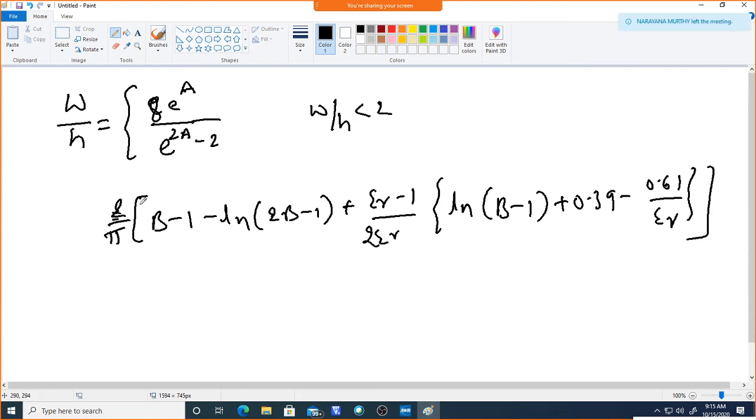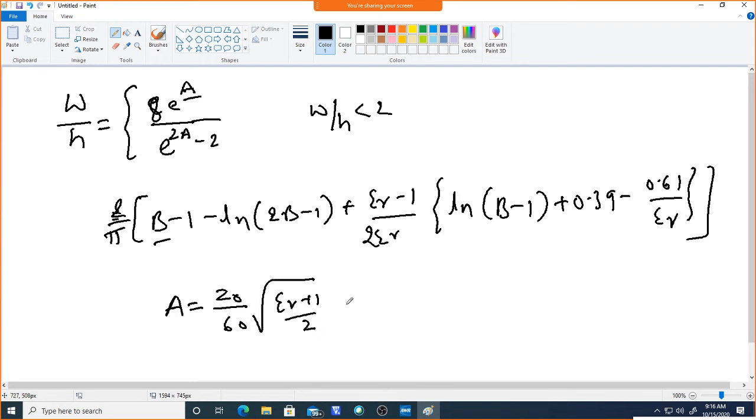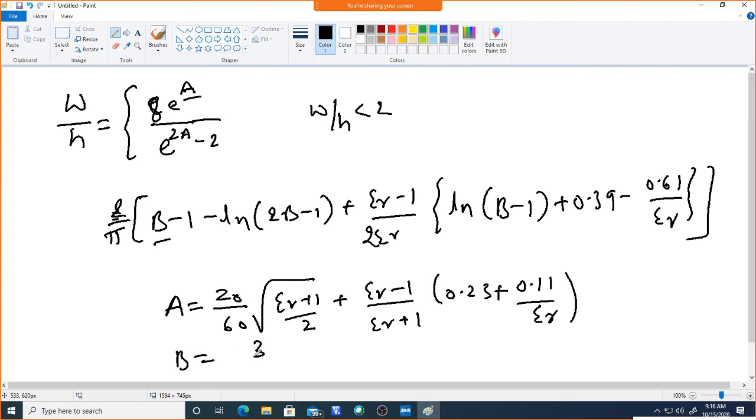So this is the equation for W by H. In a similar way, here A and B are the different parameters that we need to calculate using the equation A = Z0 by 60 into root of (epsilon r plus 1) by 2, plus (epsilon r minus 1) divided by (epsilon r plus 1) into (0.23 plus 0.11 by epsilon r). So this is the equation for A, and B will be 377 pi divided by 2 Z0 into root epsilon r. So this is the equation for W by H values.